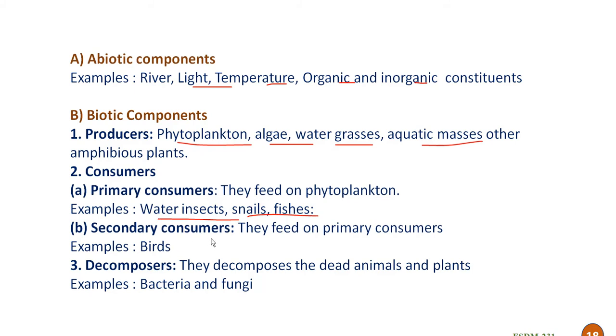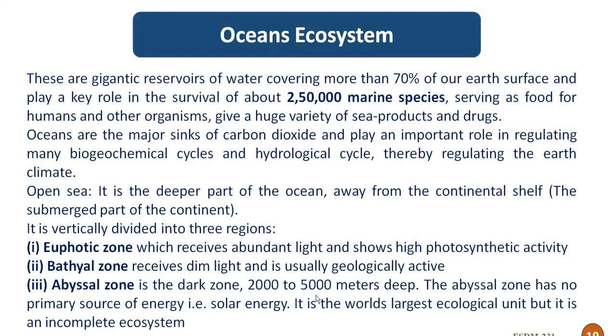Then the water insects, snails and fishes are zooplankton which feed on the phytoplankton. Then secondary consumers feed on the primary consumers, for example birds. And in case of decomposers, which decompose the dead animals and plants, for example bacteria, algae and fungus. These bacteria and fungus are examples of decomposers. So this is the structure of the river ecosystem.